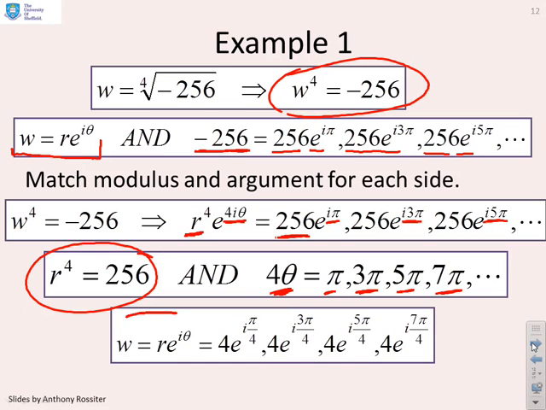Then your solution, w equals r e to the i theta, has got to be 4 e to the i pi by 4, or 4 e to the i 3 pi by 4, or 4 e to the i 5 pi by 4, or 4 e to the i 7 pi by 4. And if you try and calculate any more, you find that you end up back with the original solutions, so you're no longer finding new solutions.